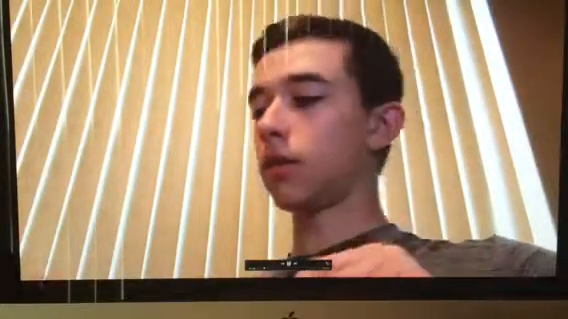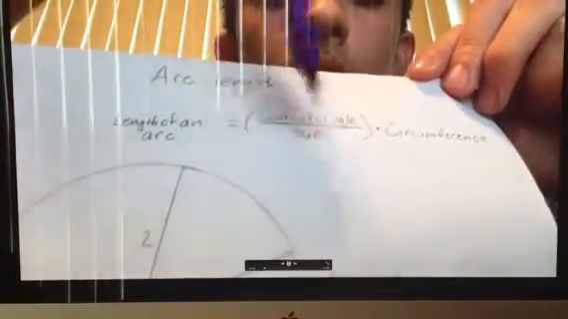Next topic is going to be the arc length. So our formula for finding the arc length is going to be finding the central angle, dividing that by 360, and then multiplying that by the circumference of the whole circle.